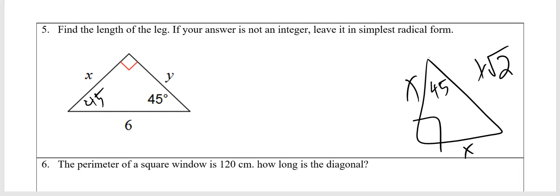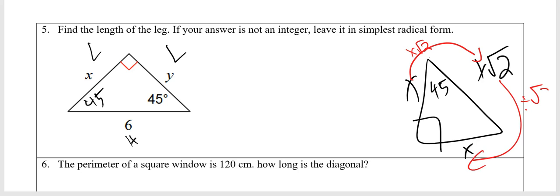be x root 2. So this is my longest side, this is my hypotenuse, and these are my legs, if you didn't know. And if you realize from over here on the right, you're going to know that x and y are exactly the same answer. So remember, to go from here to here, all I had to do was multiply by root 2. But to go from here to here, I'm going to divide by root 2.